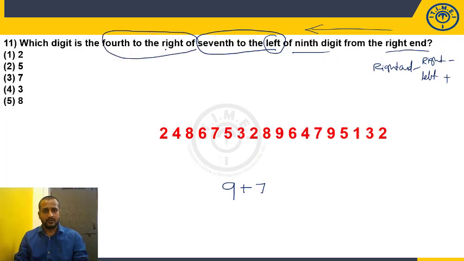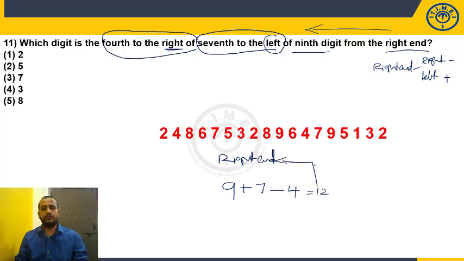Now what is the previous step? 4th to the right. Right means minus. The number mentioned is 4. Simple. 9 plus 7, 16. And you know the question is based on right hand, so we have started counting from the right hand. 9 plus 7, 16, minus 4, 12.